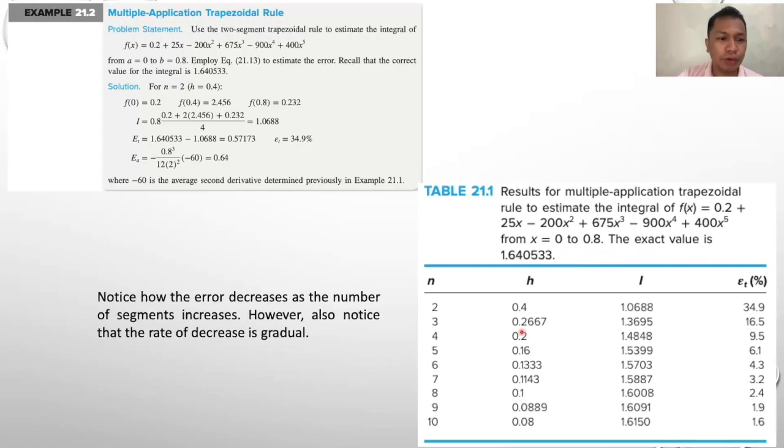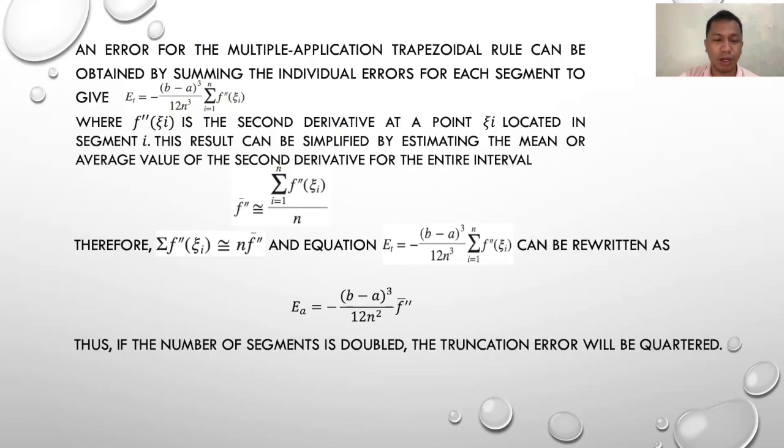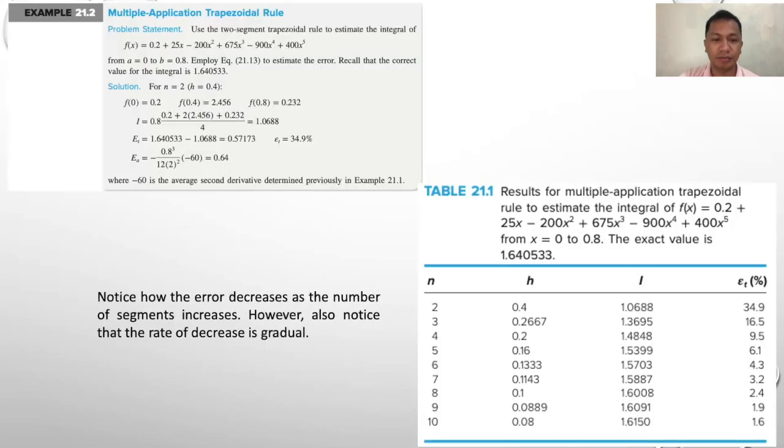1.640533. So you noticed that the error decreases as the number of segments increases. However, also notice that the rate of decrease is gradual. This is because the error is inversely proportional to the square of n. So this is the square of n. Therefore, doubling the number of segments quarters the error.